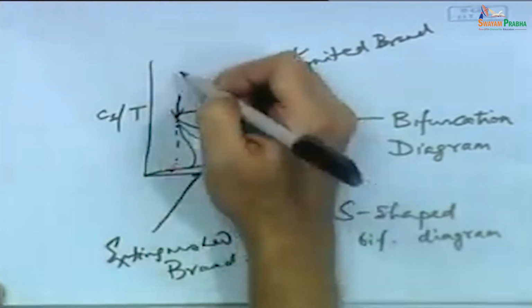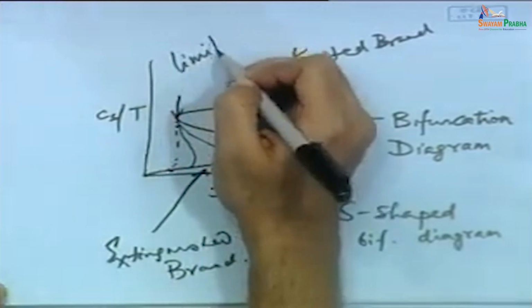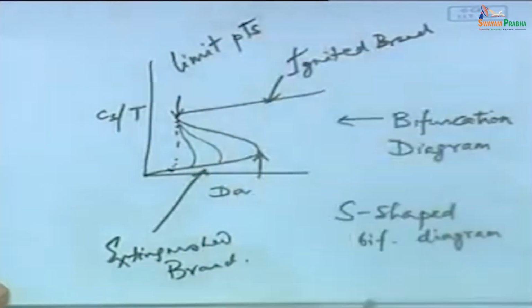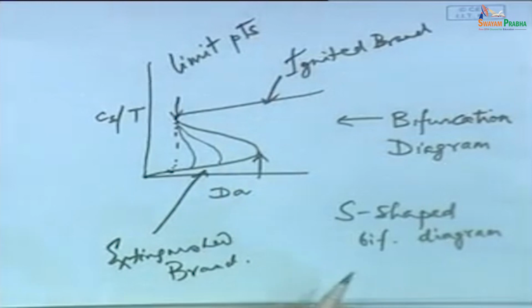No, these are called limit points. This is the simplest form of bifurcation we have. Bifurcation essentially means multiple solutions at one particular value of the concentration.